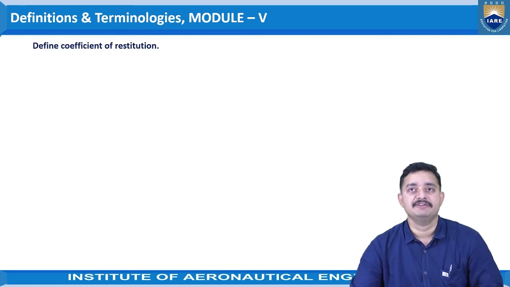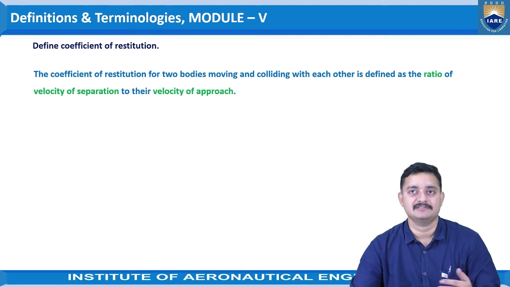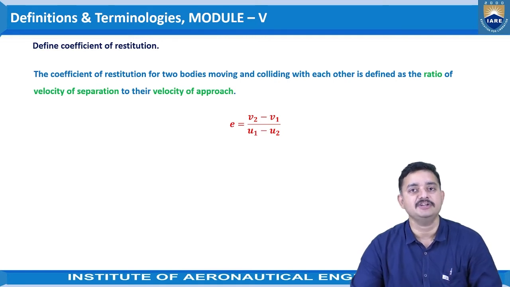Coming to the next one, define coefficient of restitution. As per the equation we have just seen, the coefficient of restitution for two bodies moving and colliding with each other is defined as the ratio of velocity of separation to their velocity of approach. That is given as e is equal to (V2 minus V1), which is the velocity of separation, that means after collision, the velocities of the two bodies, and (U1 minus U2), that is the velocity of approach, that means before collision, the velocities of the two bodies.